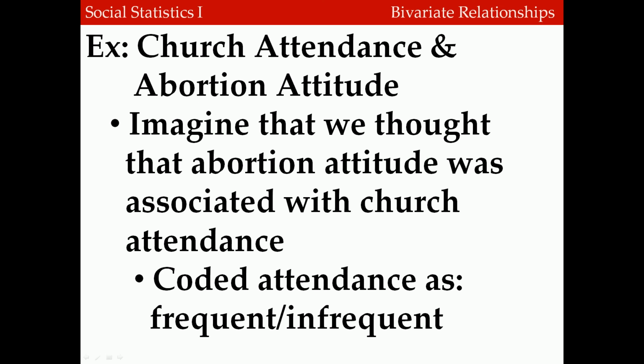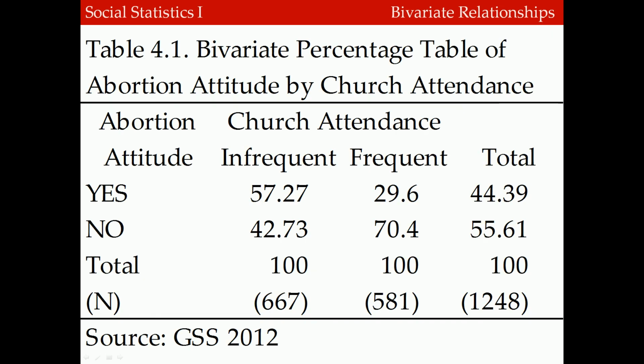So imagine that we thought that abortion attitude was associated with church attendance. Let's say that we thought that people who attended church more frequently were more likely to be opposed to abortion than those who were not. And so let's code attendance as either frequent attendance or infrequent attendance. Here's a bivariate table showing the relationship between church attendance as an independent variable and abortion attitude as a dependent variable. Is there some kind of relationship here?